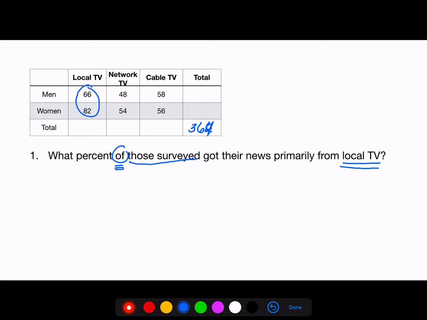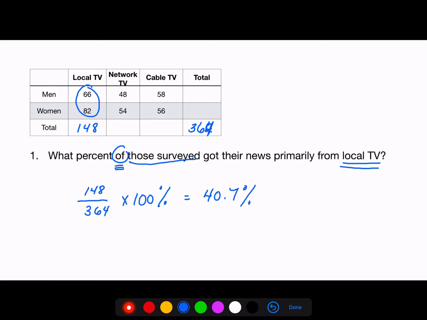So the number that got their news from local TV was 148. To find this probability, we would take 148 divided by 364, and we're going to write that as a percentage, so we'll multiply it by 100%, and that gives us a result of 40.7%.